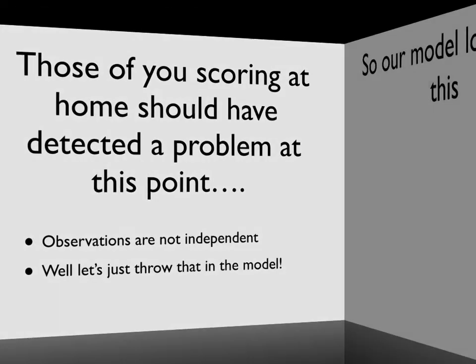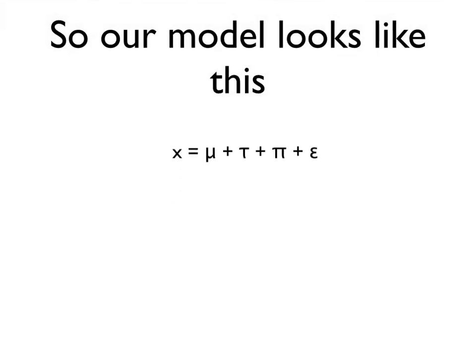Okay? So the model's going to look like this. It's going to be x equals mu plus tau, that's our treatment, plus pi, that's for people, plus epsilon. That's error. So now we just have an effect of people. We have a variable called subjects, we'll call them, and they have different levels. And one level is Wendy, and one level is Ashley, and one level is Kelsey. Wow, that's kind of cool.